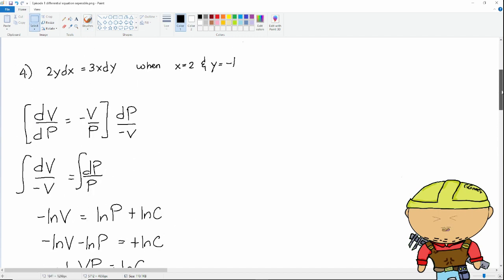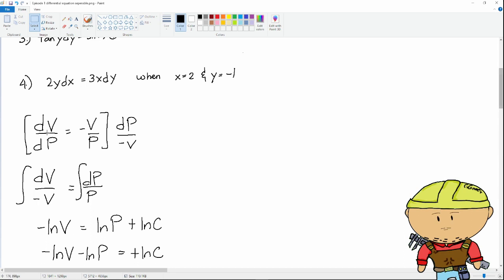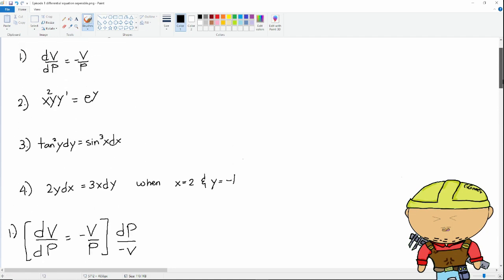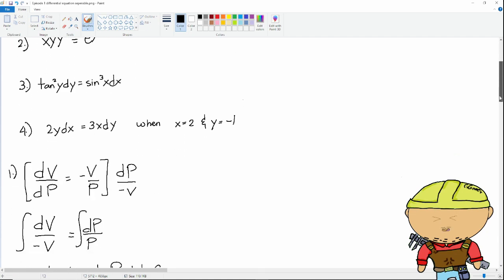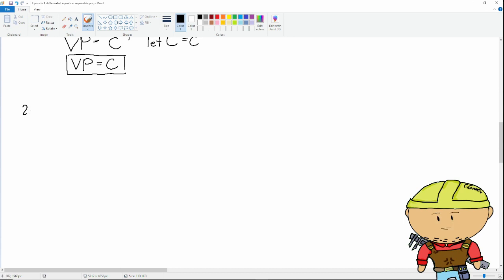Now that we have solved number 1, we're going to solve number 2, which is x squared y prime is equal to e raised to y. Okay, that's superscript y.